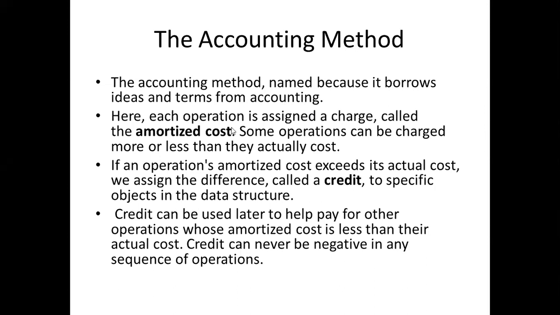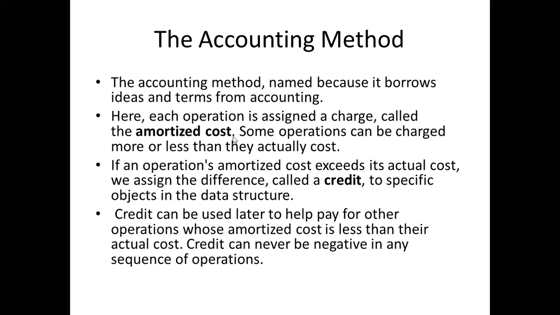So here, each operation is assigned a charge, called the amortized cost. For each operation, we are assigning the amortized cost. Some operations can be charged more or less than they actually cost. That means when we compare with the actual cost, some operations are charged more than the actual cost.